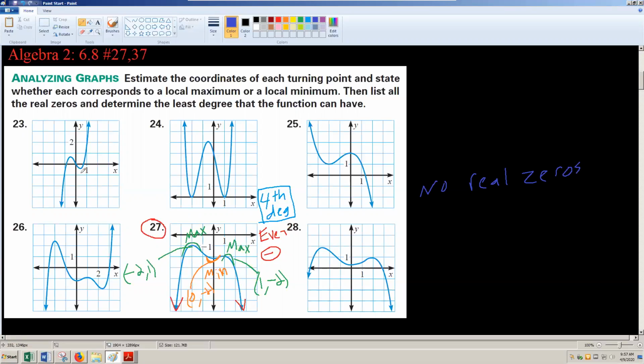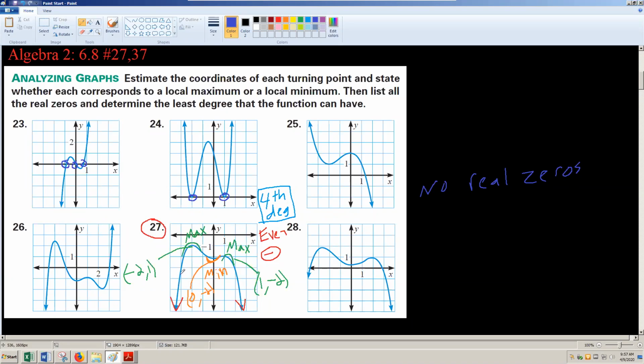Just to point out a couple real zeros for you, if we're looking at 23, here's a real zero, there's a real zero, there's a real zero. Looking at 24, real zero where it touches here, real zero where it touches here. So just some examples of real zeros, but this problem number 27 does not have any.